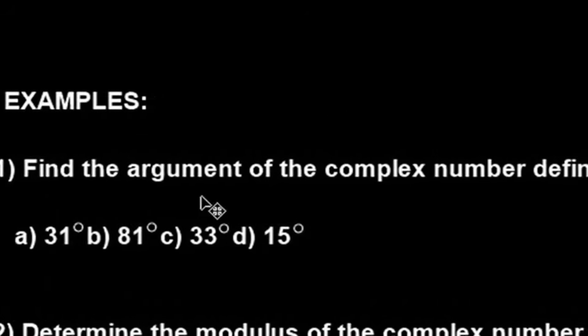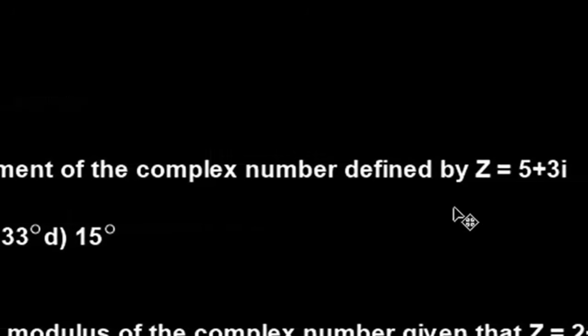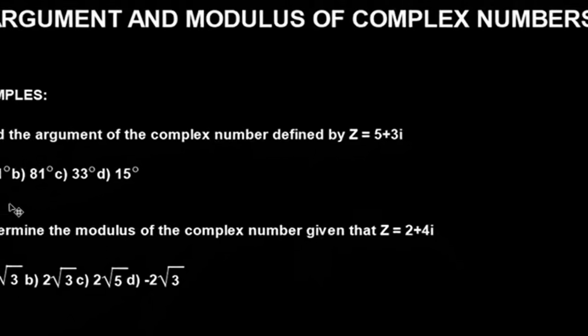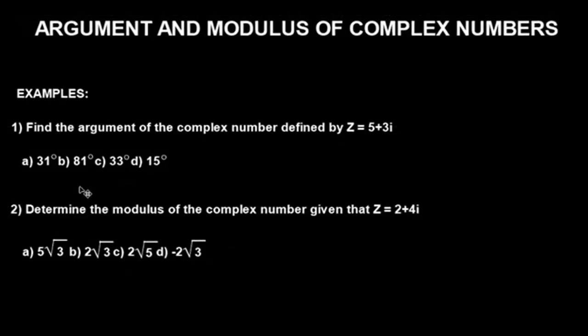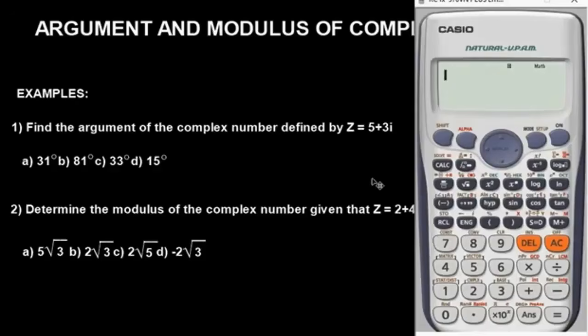Example 1 says, find the argument of the complex number defined by z equals 5 plus 3i. And these are our options. Right now, let's bring the Casio calculator we use to solve this problem together. The first thing we are going to do is put the calculator in complex mode. To do that, you press the mode button and go for category 2, which represents complex. Once you do it, it will indicate here that the calculator is now in complex mode.